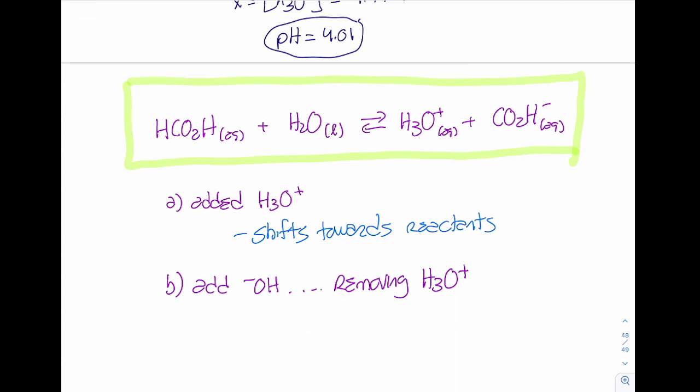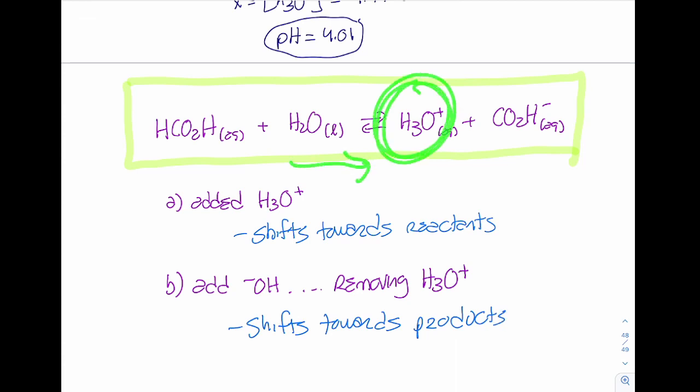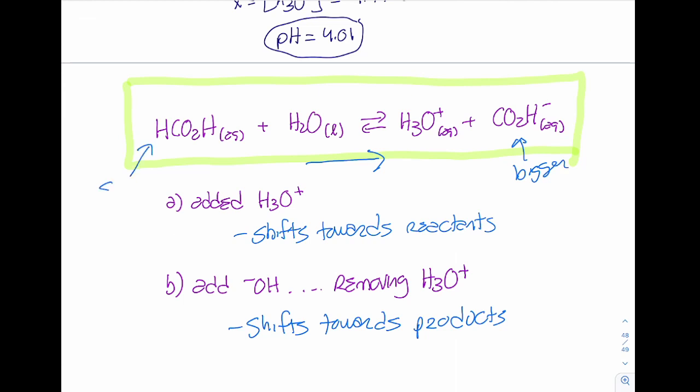So again, if you would have had this question back in chapter 13, and I said, which way does the equilibrium shift if we removed hydronium ions, which is what we're doing when we're adding hydroxide, you're going to tell me that it shifts towards products. I don't have enough of this anymore, so I need to make more of it. It's going to shift in that direction, so we're going to expect this to have a bigger concentration. We're going to expect this to have a smaller concentration.